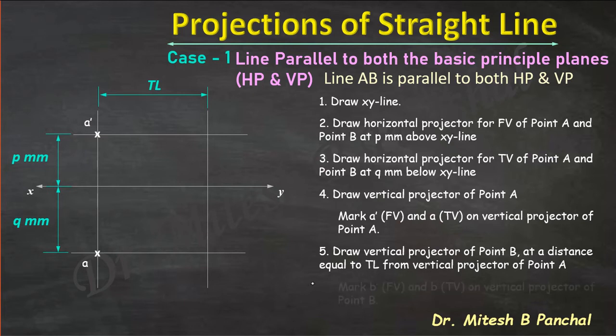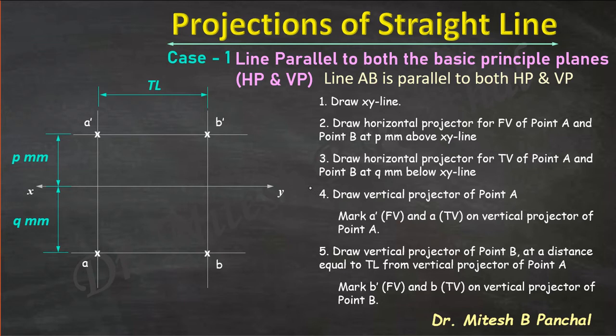Okay, and now mark the front view of point B, that is B dash, and the top view of point B, that is B. So till now, in this particular solution, we have obtained the front view and top view of both the endpoints, A and B. It means we have obtained A dash, B dash, A and B.